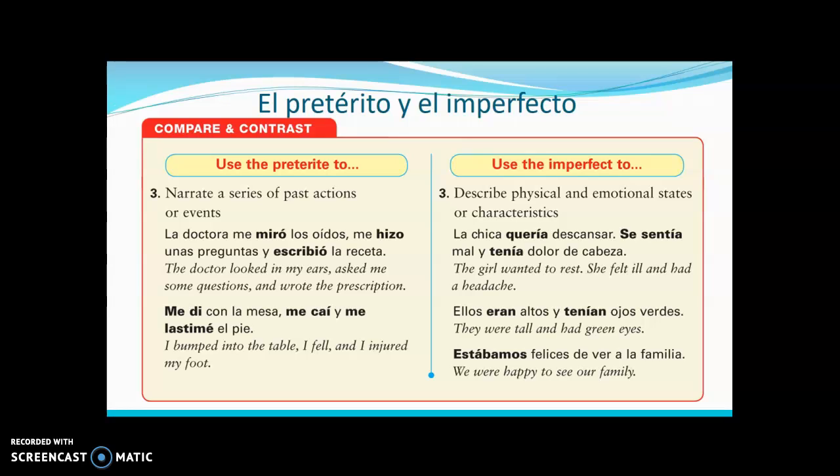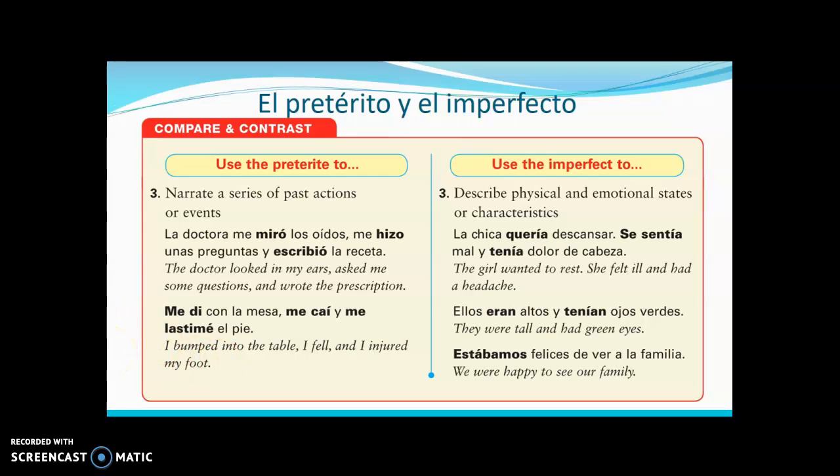Okay. If we want to narrate a series of past actions, kind of like it's moving our story forward, we're going to use the preterite. La doctora me miró los oídos. Me hizo unas preguntas. Escribió la receta. And so she looked in my ears. She asked me questions and wrote the prescription. So it's a series of events. Me di con la mesa, me caí, me lastimé el pie. Okay, so I bumped into the table, I fell, and I injured my foot. These are all a series of completed actions.